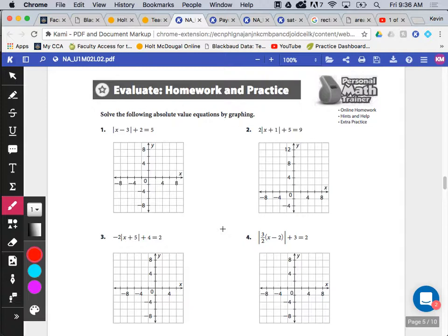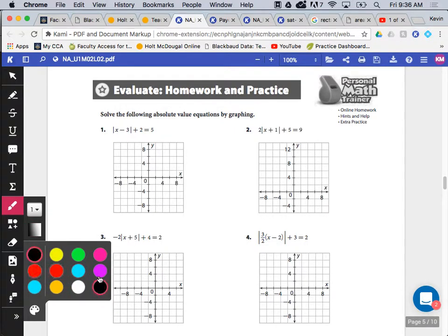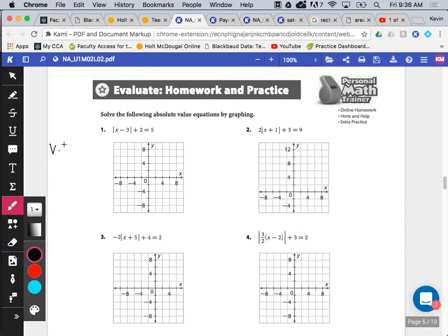Okay. First off, where's the vertex? The vertex is at 3, 2. Does anyone not understand that?